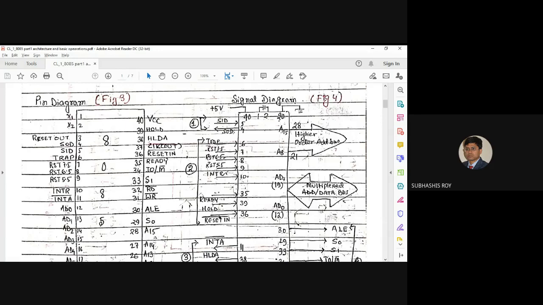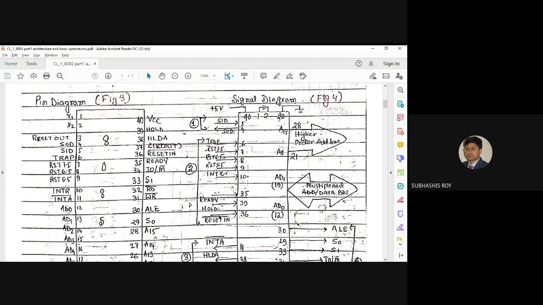And pins 19 to 12, that is the multiplexed address and data bus, AD0 to AD7, are bidirectional signals, because data can move in either direction, from the microprocessor to memory or other devices, or from memory or other devices to the microprocessor. So for data purposes it is bidirectional, but for address purposes it is unidirectional, always outgoing. The microprocessor always sends out the address.